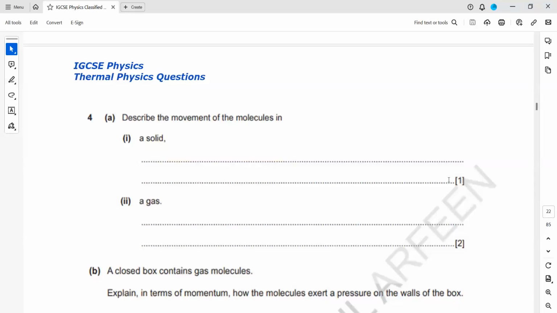So classified thermal physics question, you can use chat, mic, or annotate on the screen to answer these questions.